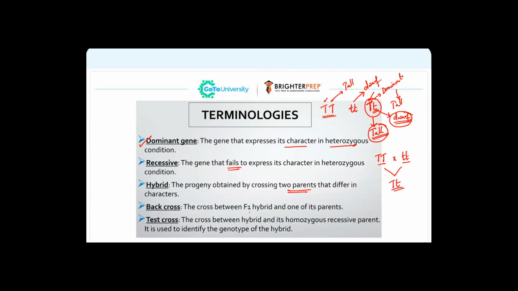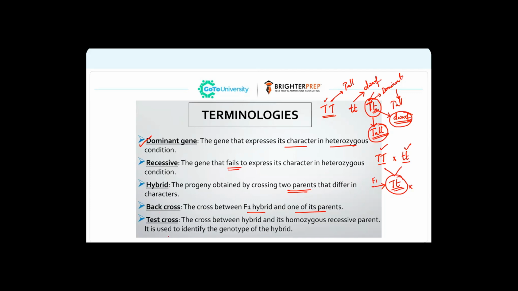Okay. Now what is a backcross? A cross between the F1 hybrid and one of its parents. So if this progeny is crossed with one of its parents, it could be either the homozygous dominant one or the homozygous recessive one, any one of them. The F1 hybrid is the progeny produced by crossing two parents that differ in characters. When this F1 hybrid is crossed with an organism having the same trait of the parent, that is a backcross.